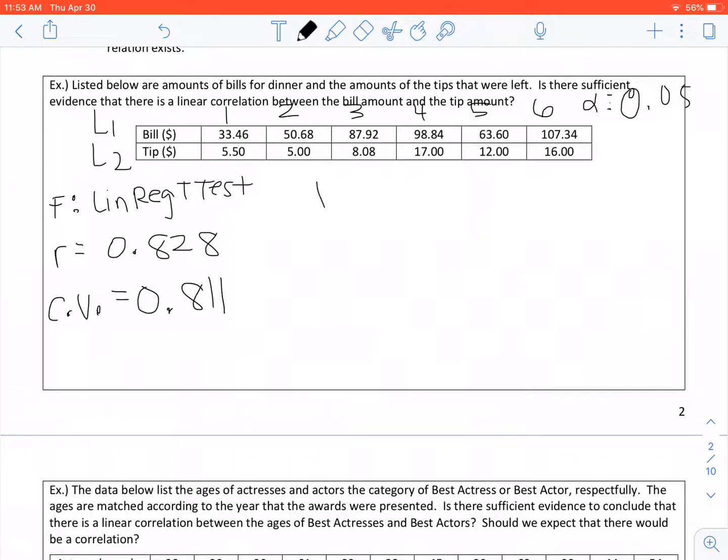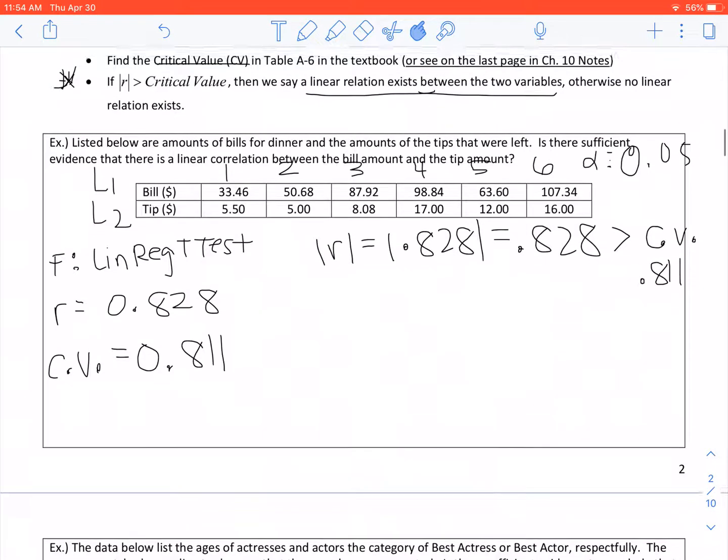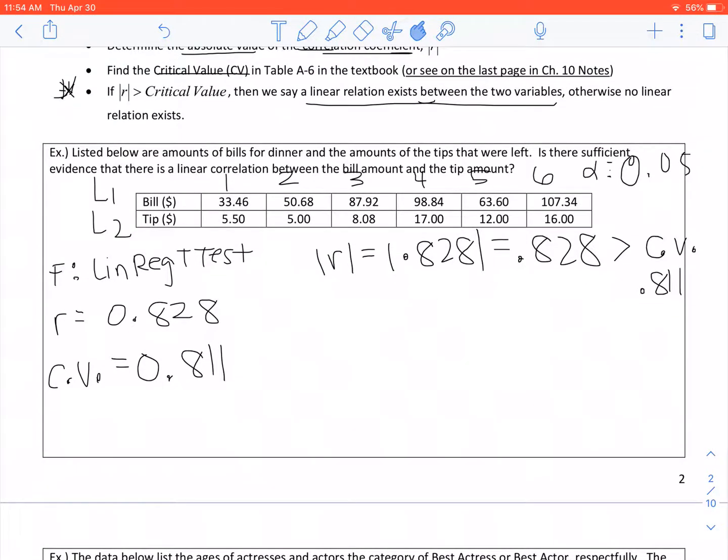Okay, so we have to look at the absolute value of r, and the absolute value of 0.828 is just going to be the same value, so 0.828 is just equal to 0.828. And this is what we compare to our critical value. This is greater than the critical value. And again, your critical value is 0.811. And because this is greater than, if you look back up here where we started, it says if the absolute value of r is greater than the critical value, we can say that a linear relation exists between the two variables.